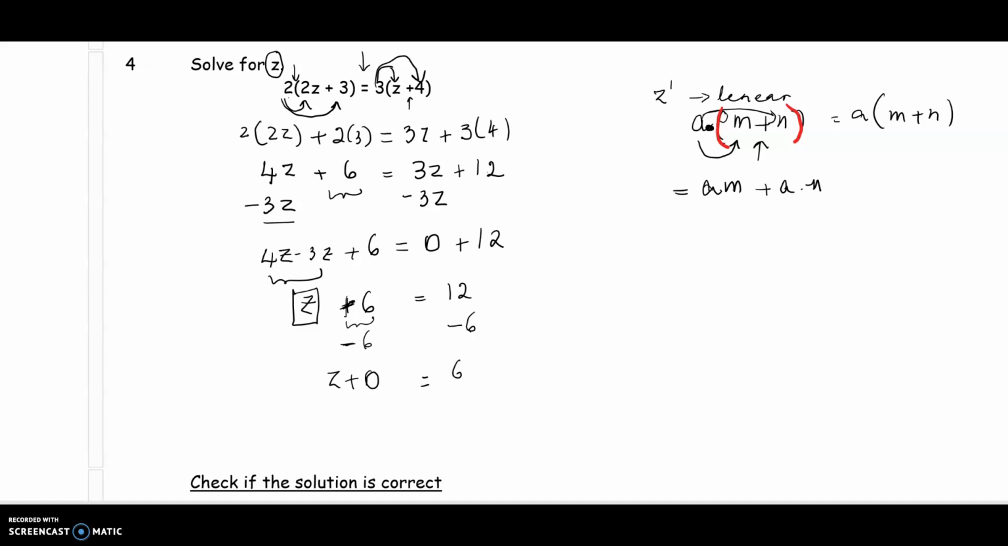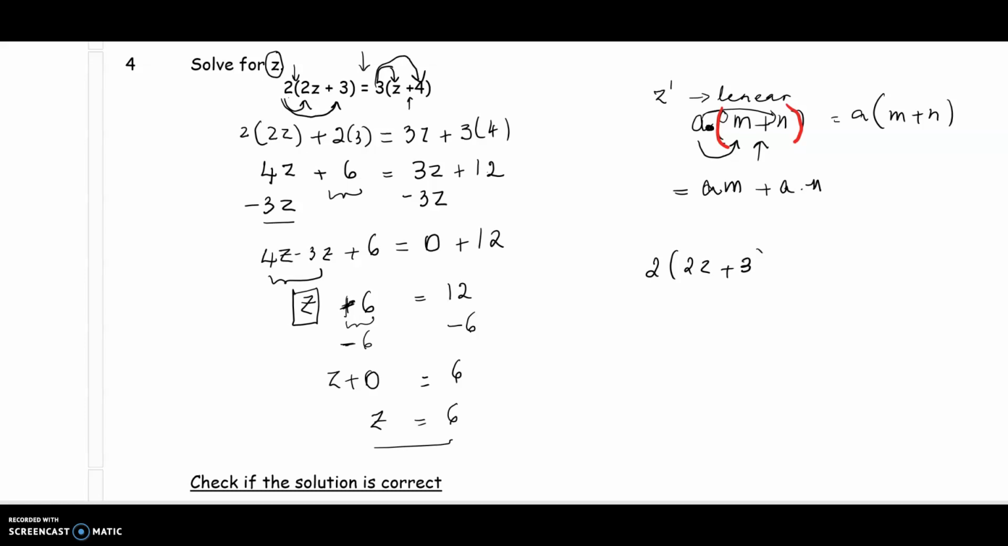12 minus 6 equals 6. Now z plus 0 is z. Adding 0 to a number does not change it. Equals 6. So this is our solution, but let's just double check our answer by plugging it back into the original equation.